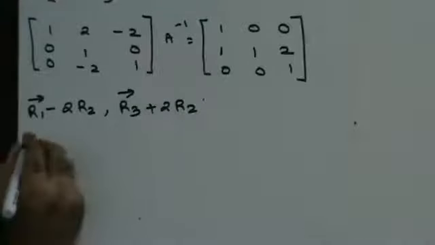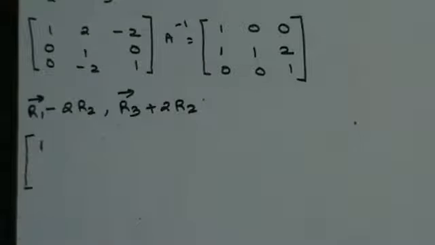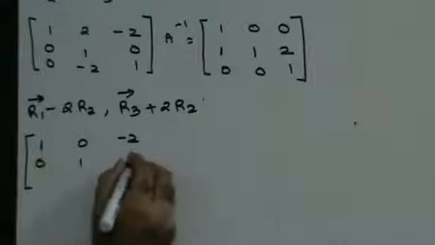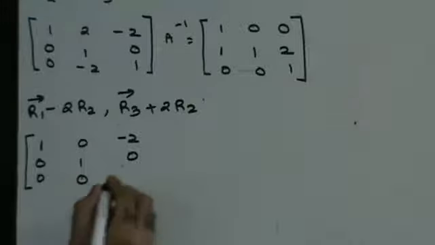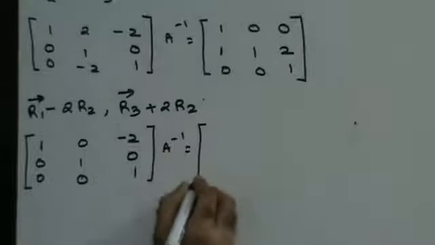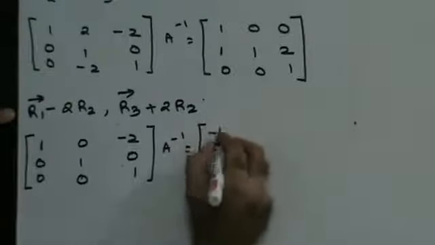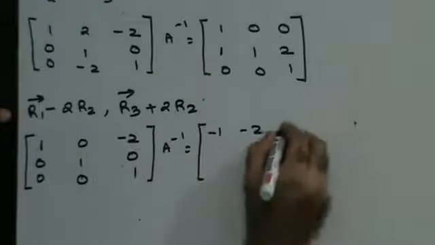Now R1 has to change. 1 minus 0, 1. 2 minus 2, 0. Minus 2 minus 0, minus 2. So 0, 1, 0. R3 has to change: 0 plus 0, 0, minus 2 plus 2, 0, 1 plus 0, 1, into A inverse as it is. Now, R1 has to change: 1 minus 2, minus 1, 0 minus 2, minus 2, 0 minus 4, minus 4.